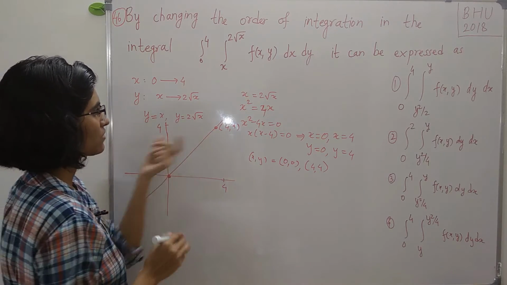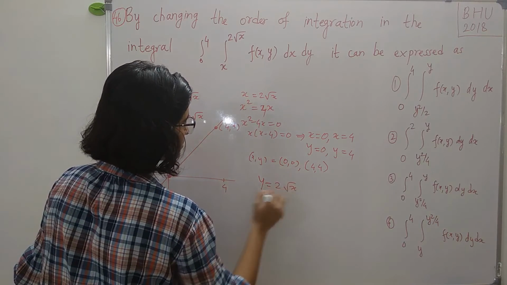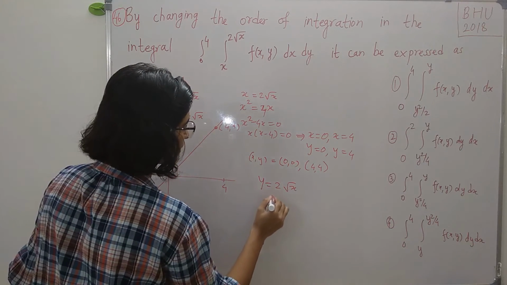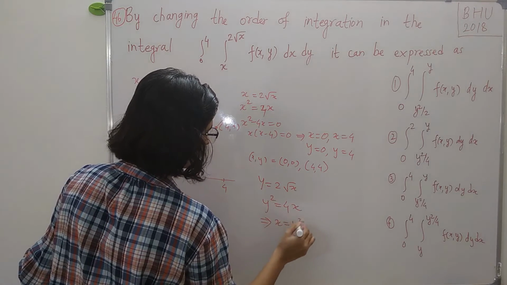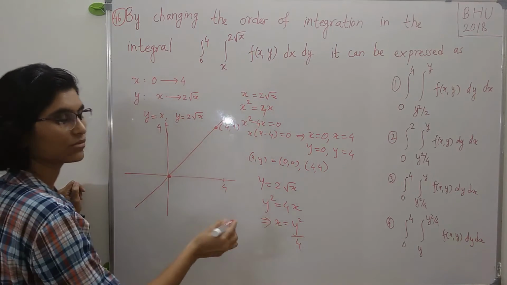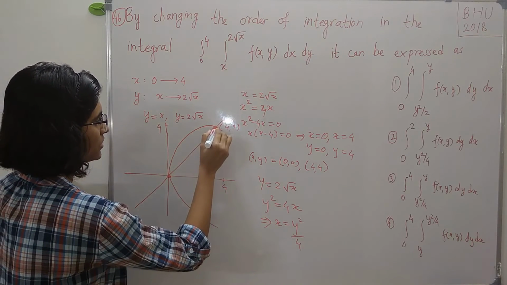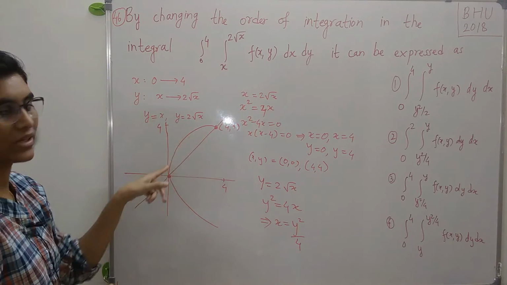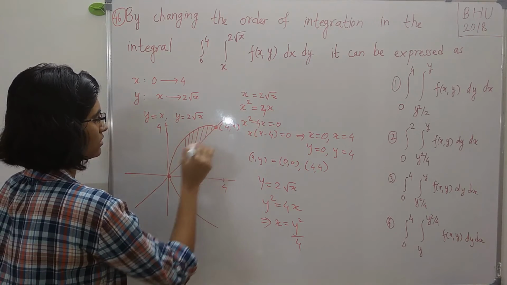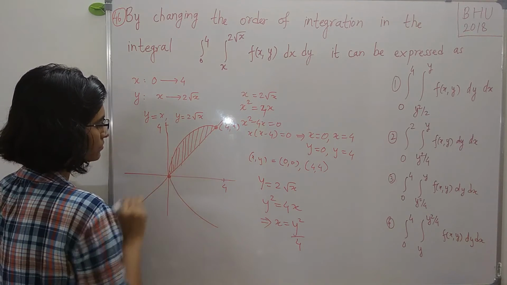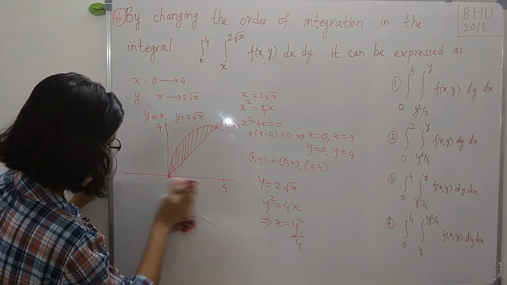And now let us just look at this. So y is equal to 2 root x. So square on both the sides, we will get y square is equal to 4x. So this is just x is equal to y square by 4, right? So this is just a parabola like this, right? But now look here, this is the bounded region and we have to find the integral on this region. So this is our region.